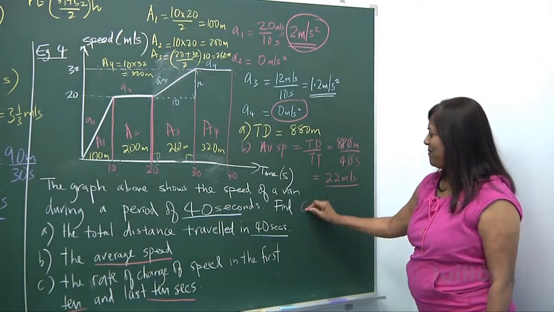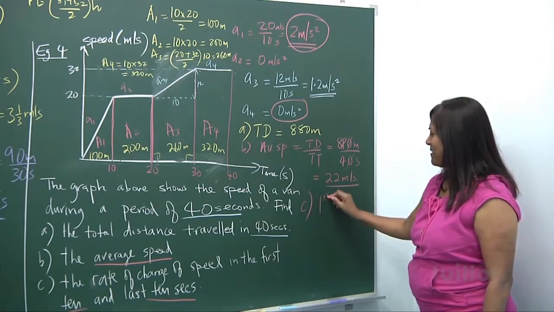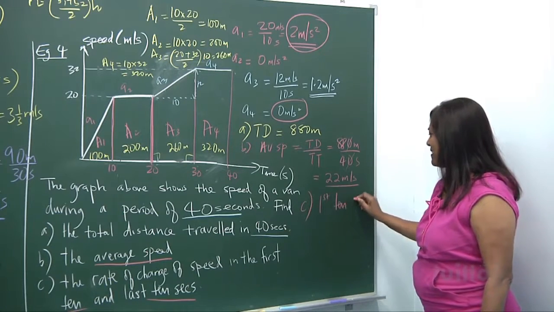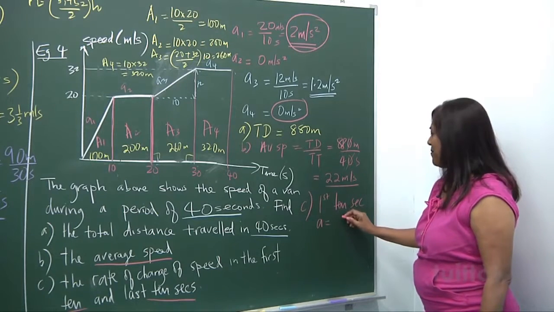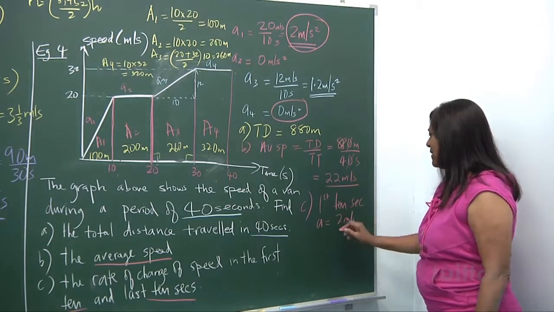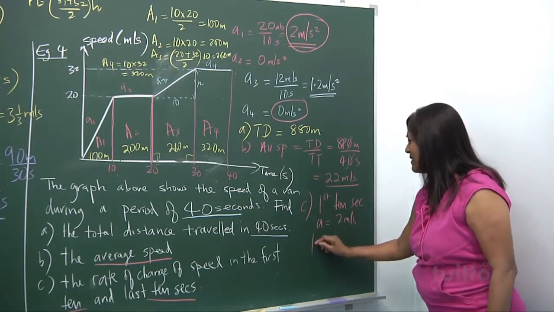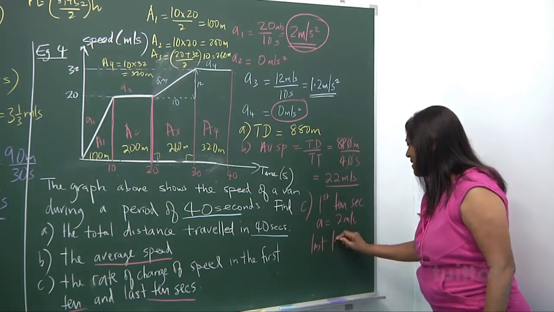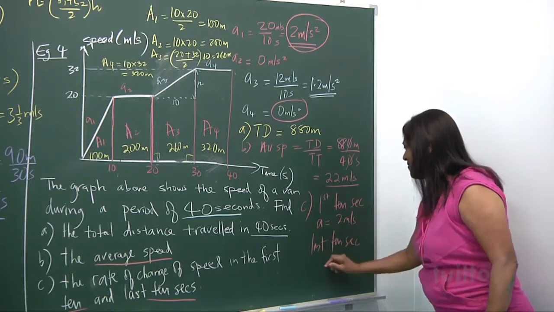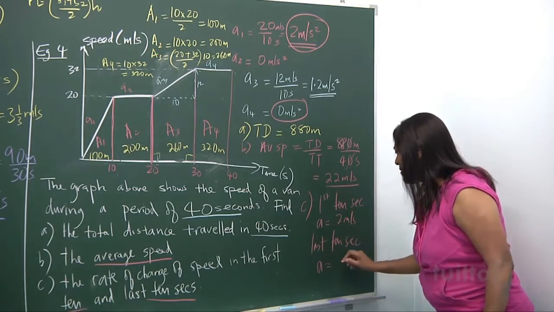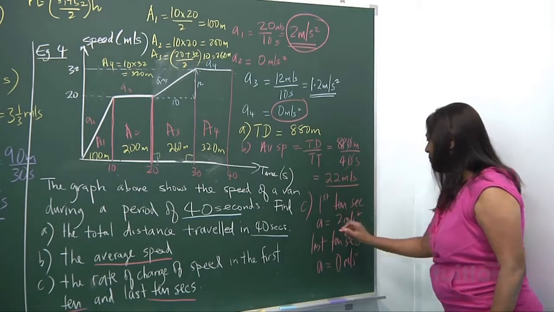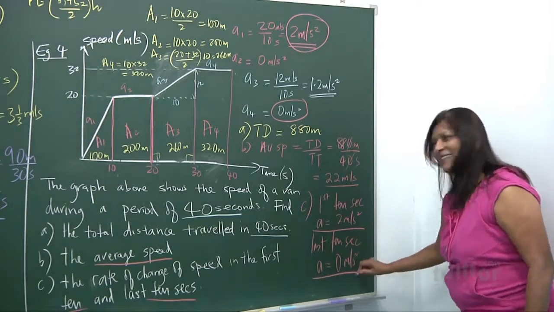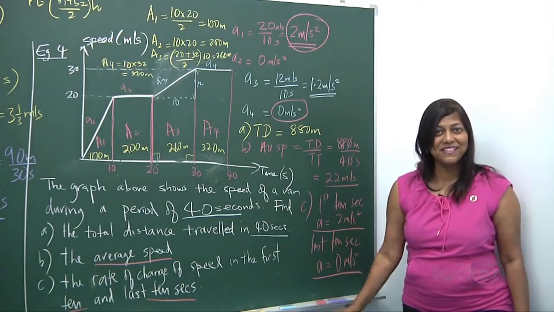So, what you write here: first 10 seconds, the acceleration is equal to 2 meters per second squared. Last 10 seconds, the acceleration is equal to 0 meters per second squared. Please put it properly, take note. Have you got that, my dear?